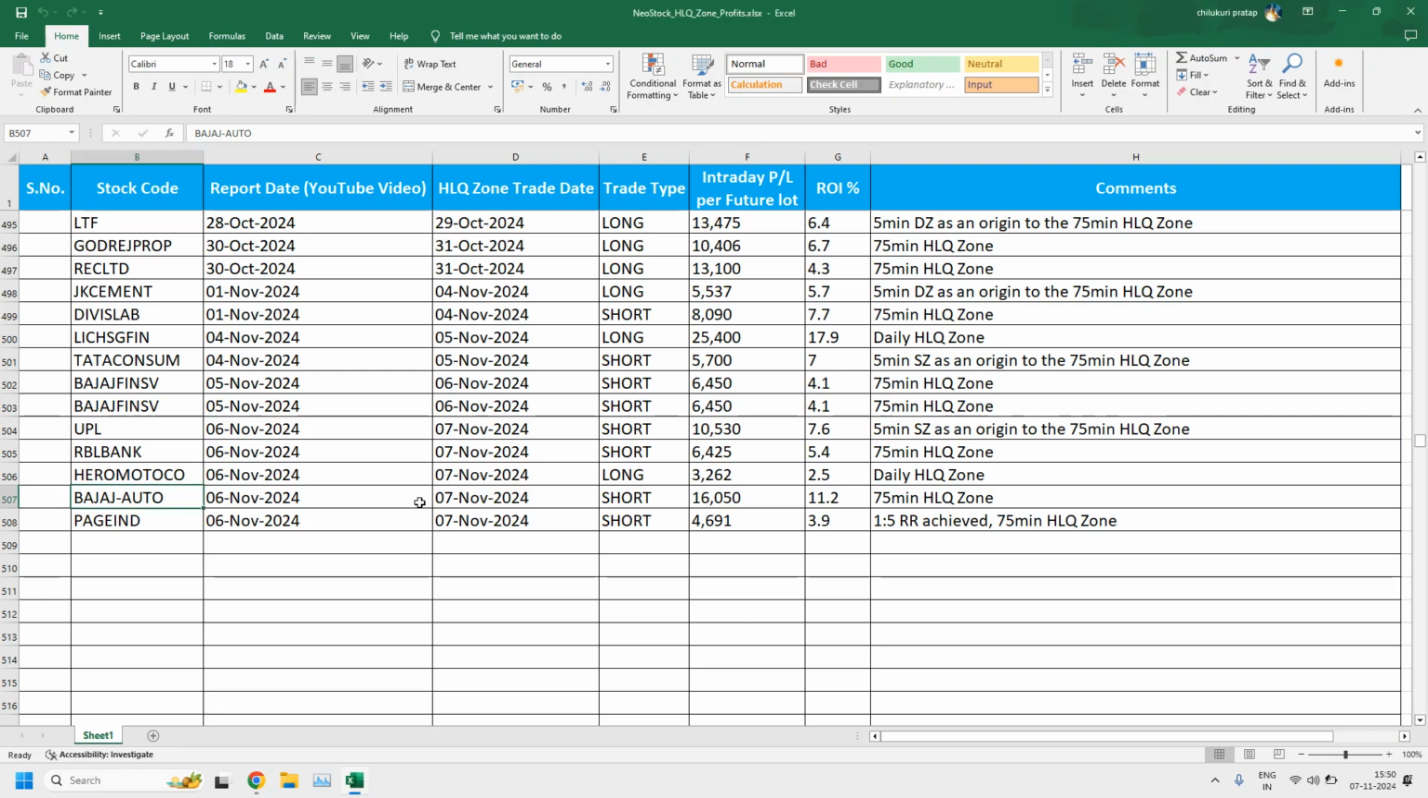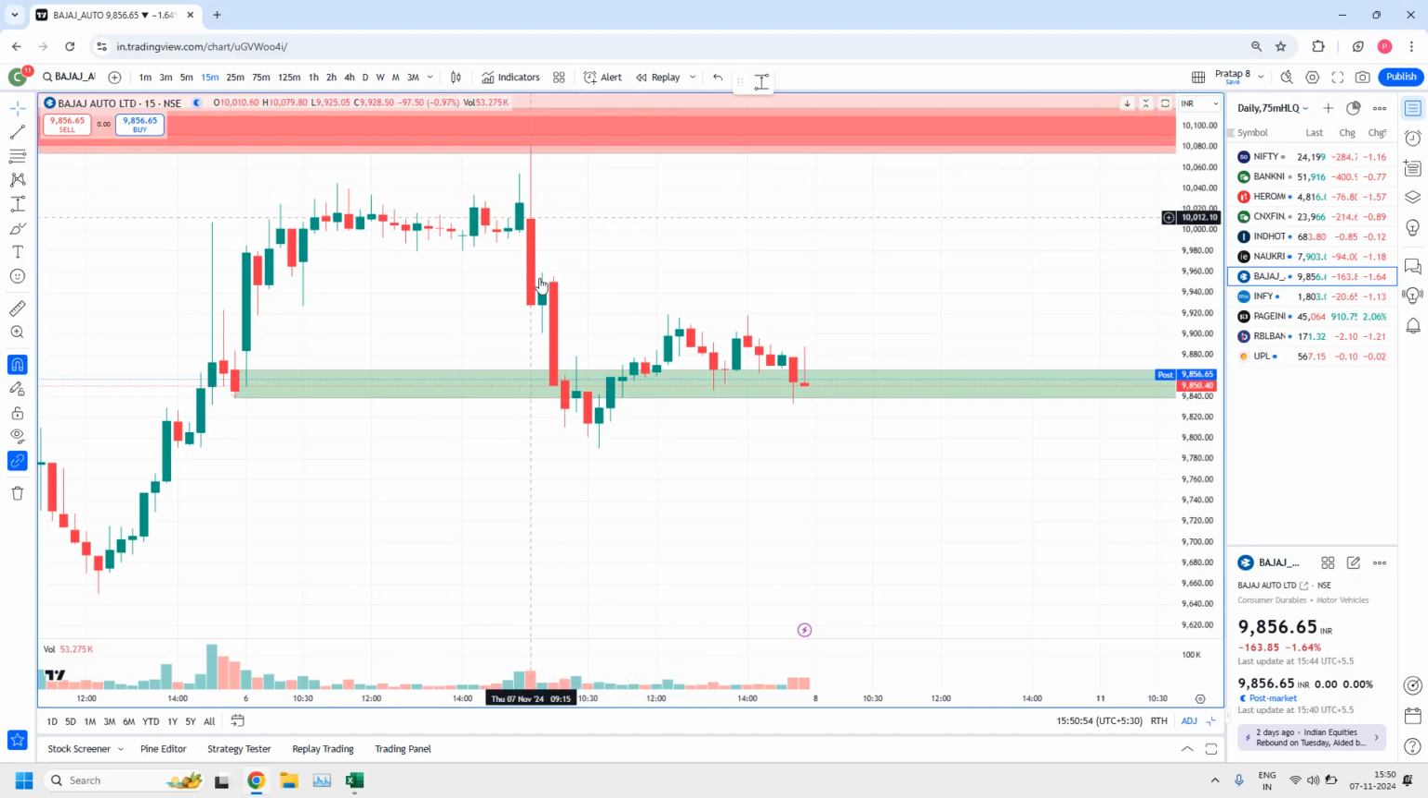How much profit we would have got? 16,050 rupees profit, which is 11.2% ROI from here to this 15 minutes target. If anybody's trade executed, definitely you are a lucky guy, because you got a very huge profit from this stock. But unfortunately, it is a 9:15, 1 minute candle trade, because at the 9:15, 1 minute candle only, price entered into this area.